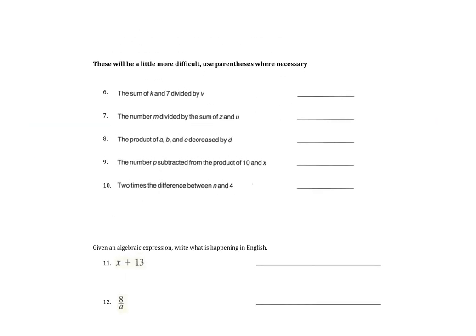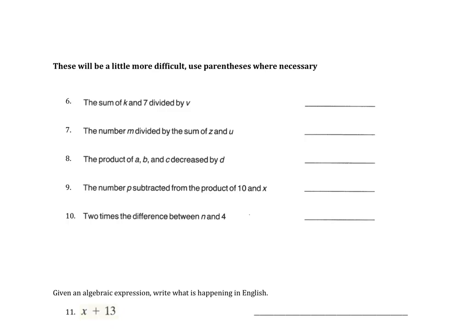So now, these ones are going to be a little tougher. So you're going to have some parentheses involved. So kind of look at the way that they say this. The sum of k and 7, so that's going to be addition, divided by v. The sum of k and 7 divided by v. So you're going to take the sum of k and 7, so k plus 7, divided by v.